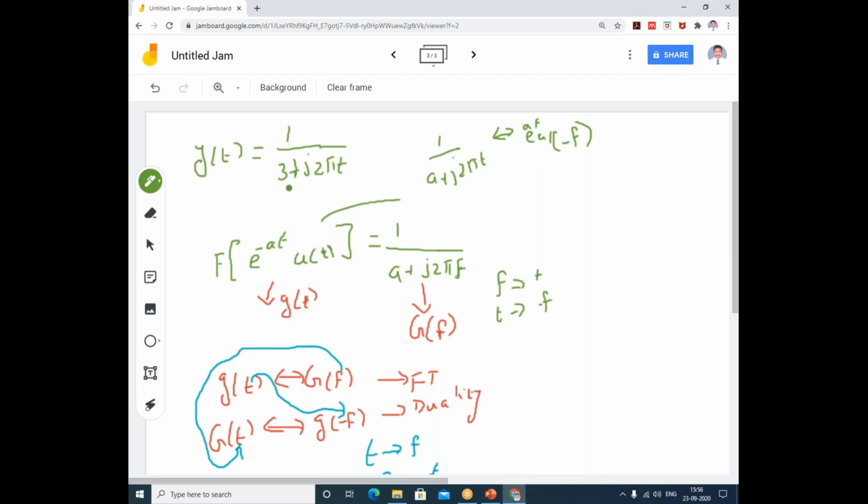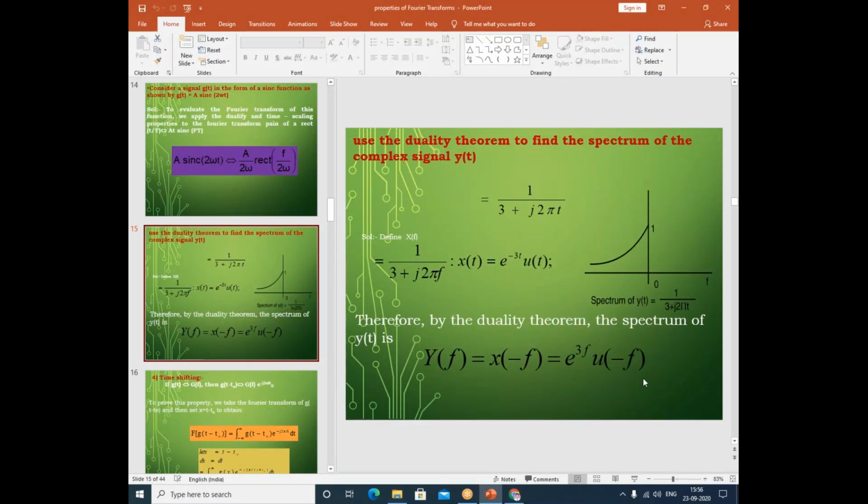So your a is 3 here, and now when you write this, I can write 1 by 3 plus j2 pi t, which is nothing but e power 3f u of minus f. This is the Fourier transform of this. So please observe this answer, you will understand. Observe it: e power 3f into u of minus f. So that is how you are going to get this duality property. Please try to understand this property, and please solve as many problems as you can.